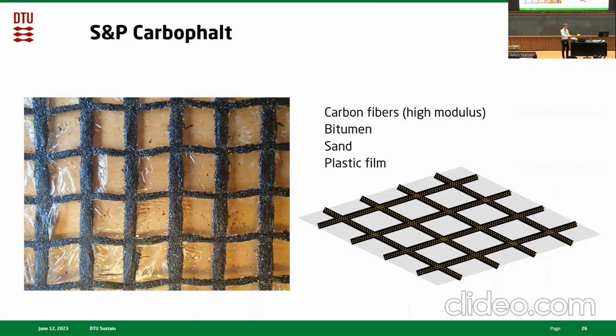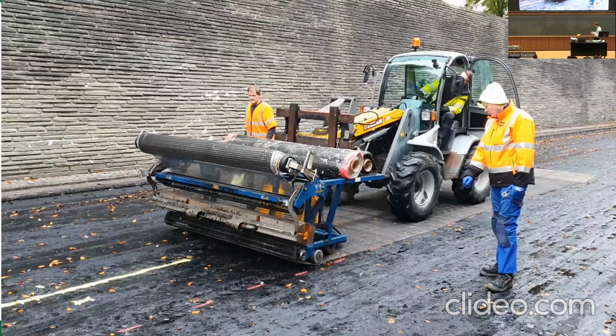Then they can easily be rolled out. But if you only have the bitumen, there is a risk of it sticking together, and it is not really possible to work with. So the sand and film are only for installation purposes. The bitumen is also for installation purposes. Here I will show you a video of how we install a grid at our DTU Smart Road.